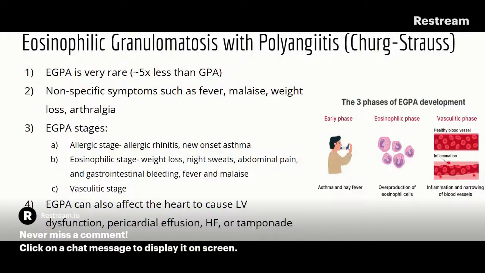EGPA, not from an exam standpoint, but EGPA can also affect the heart, can cause left ventricular dysfunction, pericardial effusion, heart failure, tamponade. And it's worth noting with all of these conditions, particularly EGPA and GPA, if you leave someone without treatment, if you think they have it and you don't treat it, the life expectancy is very poor. Remission induction is very, very important. For GPA, I think off the top of my head, it's about 6 months that someone will have a very poor quality of life if their symptoms aren't kept in check.